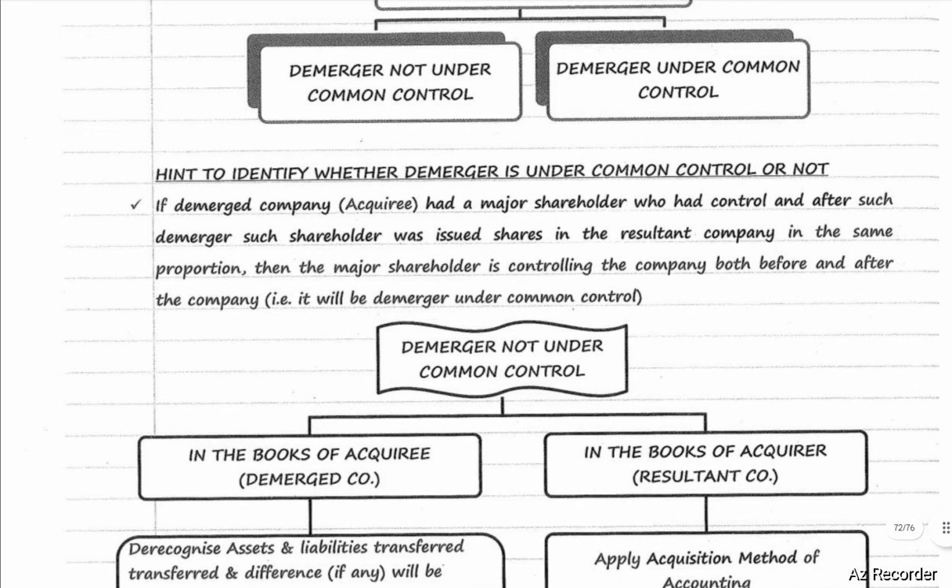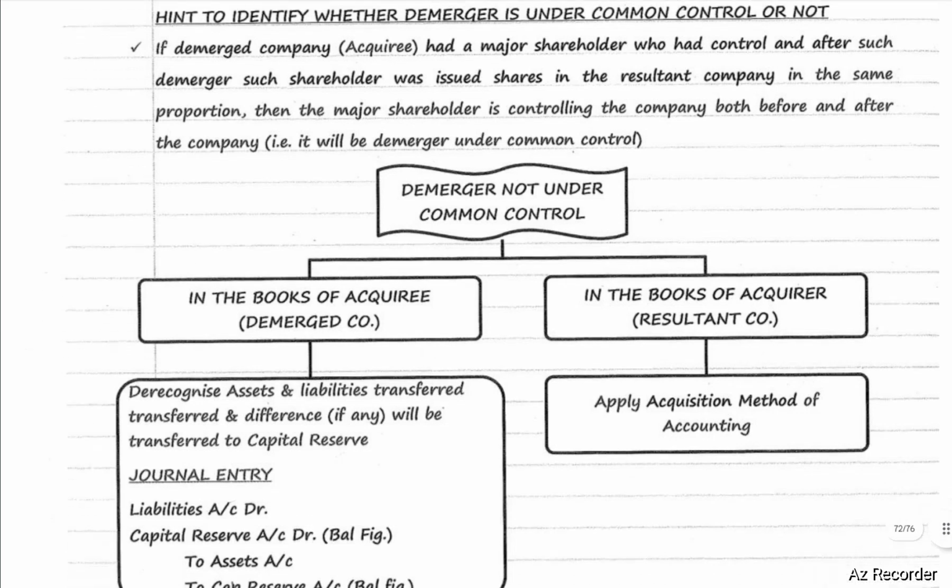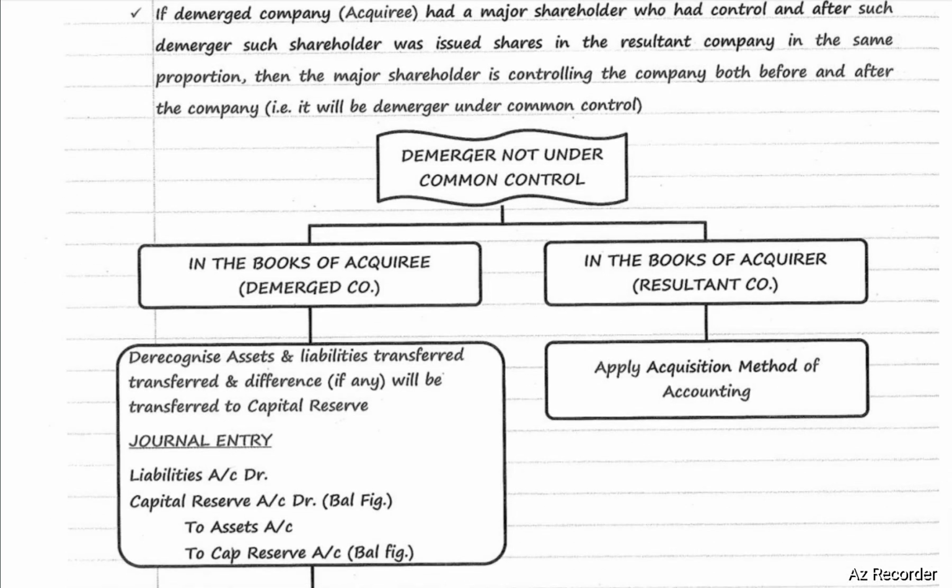Demerger not under common control in the books of the acquiree, that is, the demerged company. In case of demerger not under common control, derecognize assets and liabilities transferred, and the difference, if any, will be transferred to capital reserve. The journal entry will be: derecognition of liability account debit, derecognition of asset account credit. The balancing figure will be capital reserve. Capital reserve may be positive or negative. In the books of the acquirer, that is the resultant company, apply the acquisition method of accounting.